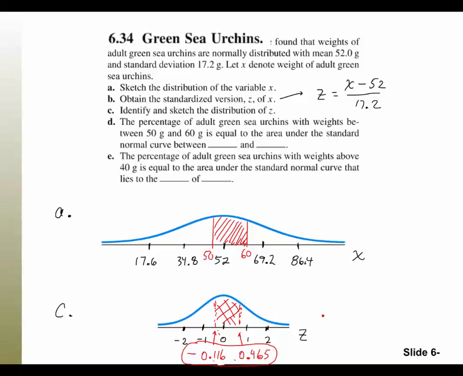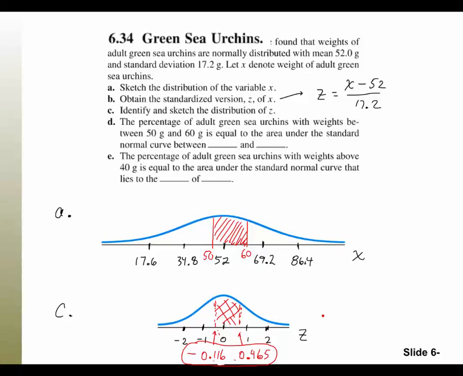Okay, so we want to know what percentage. We know that the percentage of adult free sea urchins with weights between 50 and 60 is going to be that area. The percentage of sea urchins is going to be that area. It's also going to be that area. But what is the area, right? We want to know what percentage is this? That's where this chart comes in, okay?